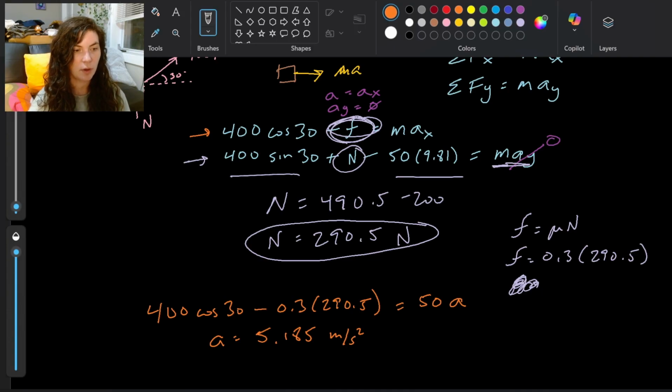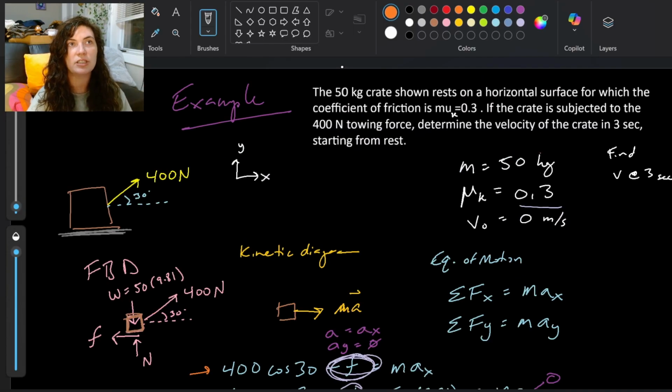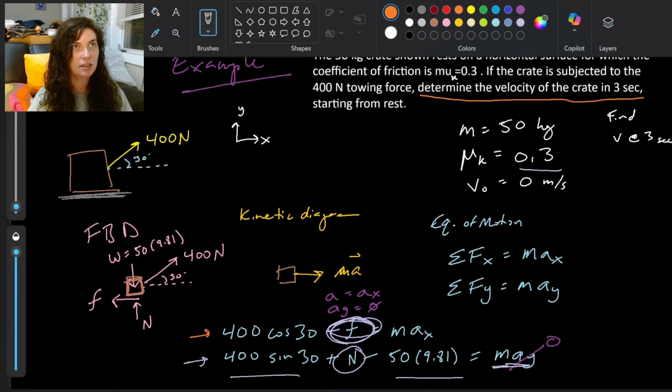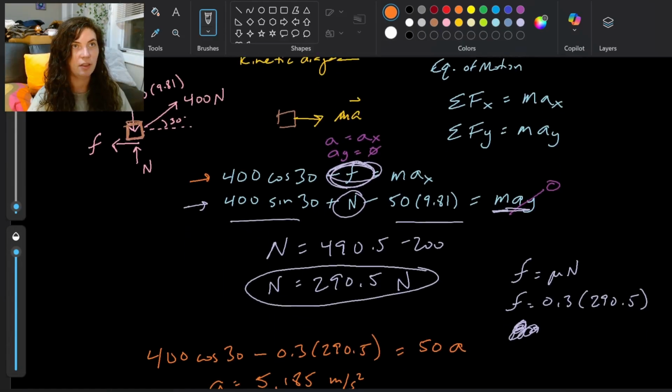meters per second squared. Okay, so we're getting somewhere, right? We were able to use F equals ma to relate this free body diagram to this new kinetic diagram, where it tells us the direction of our acceleration, and we were able to figure out all of our forces and all of our accelerations. But now what the question has actually asked for is to determine the velocity of the crate in 3 seconds. Determine the velocity of the crate in 3 seconds.